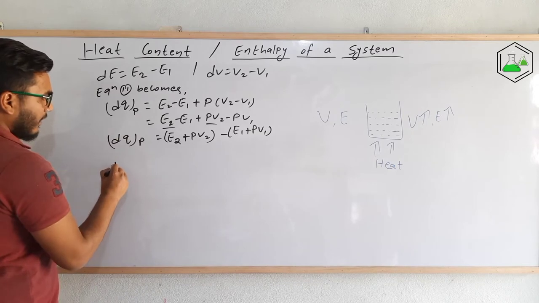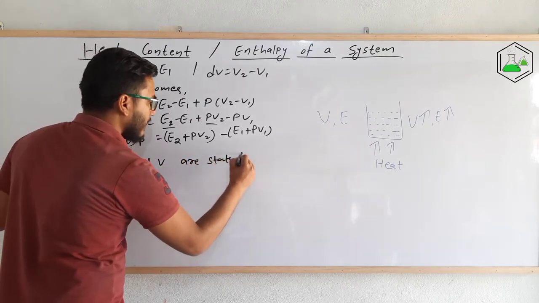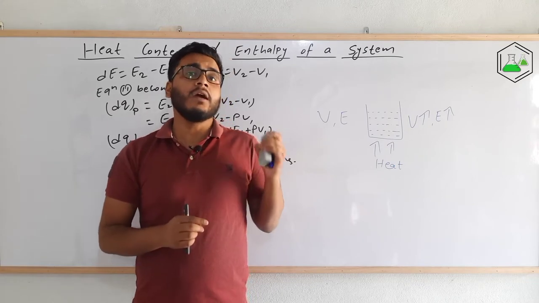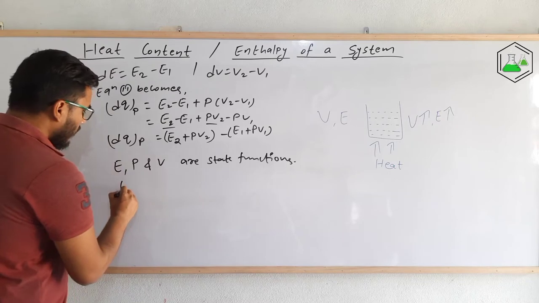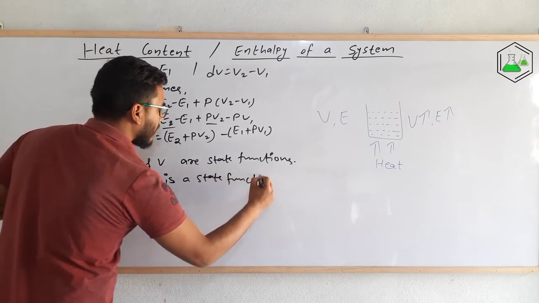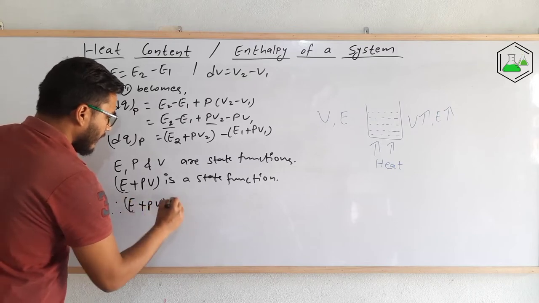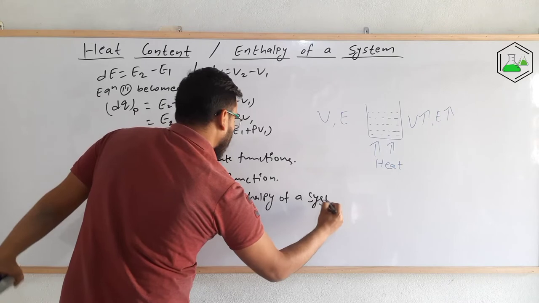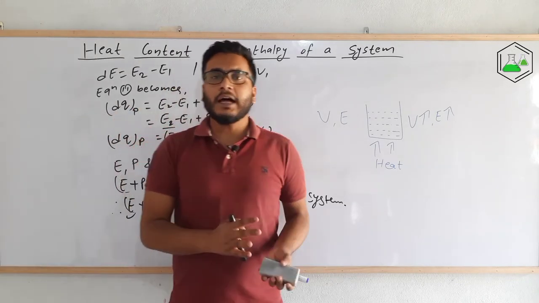Here we see that E, P and V, that is internal energy, pressure and volume, are state functions. What is the meaning of state functions? State functions are those thermodynamic variables that do not depend on the path. That means they only depend on the initial state and final state. Internal energy, pressure as well as volume are state functions. So E plus PV is a state function, and this quantity is itself called the enthalpy. Therefore E plus PV is called the enthalpy of a system, as this relation includes internal energy and pressure-volume work done.